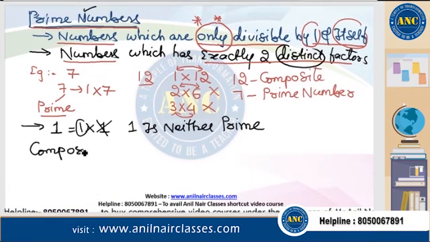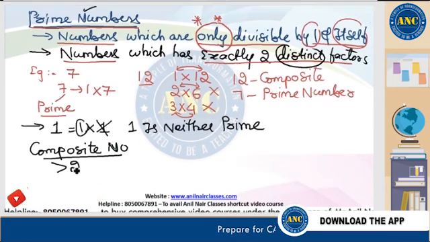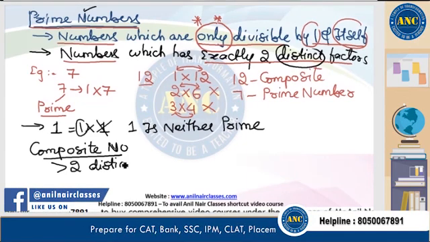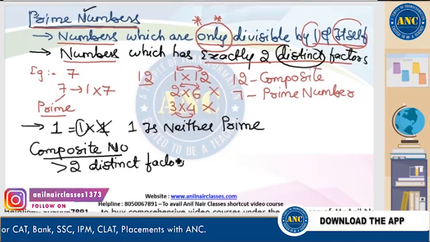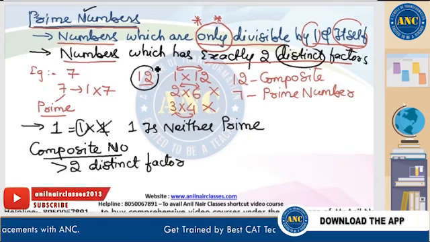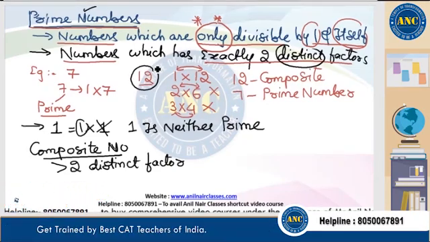What do you mean by a composite number? A composite number is a number which has greater than two distinct factors. Suppose we take an example, 12. Does it have more than two distinct factors? Yes: 1, 12, 2, 6, 3, 4.